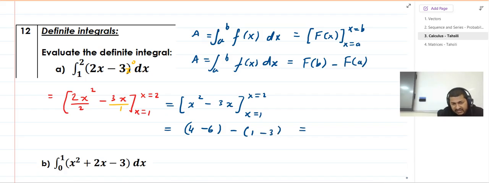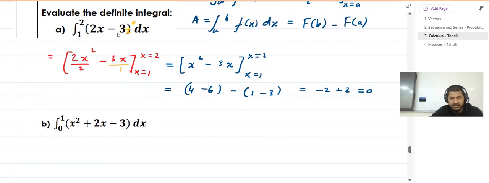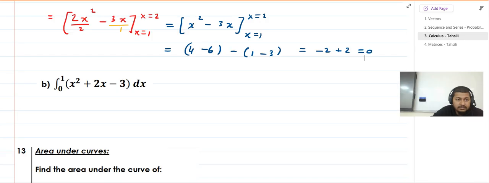So 4 minus 6 is negative 2, right? And 1 minus 3 is negative 2, and with the subtraction you'll get positive 2. So what's the answer? 0. So this basically represents a net change, net area, because of the way the graph is structured. Moving on to the next one.